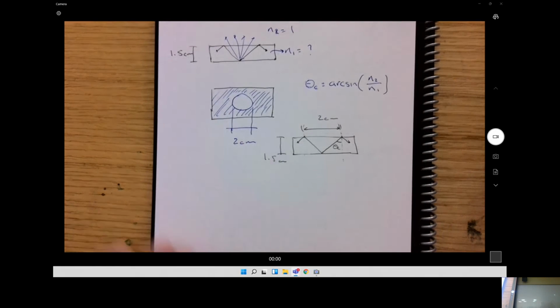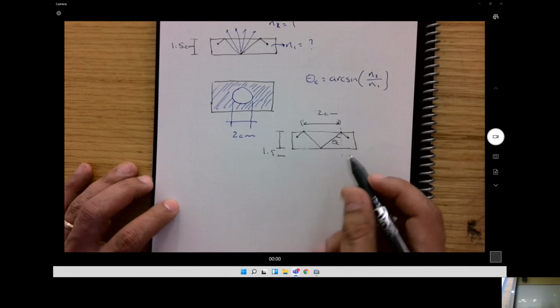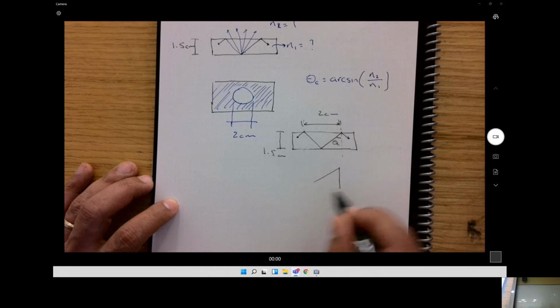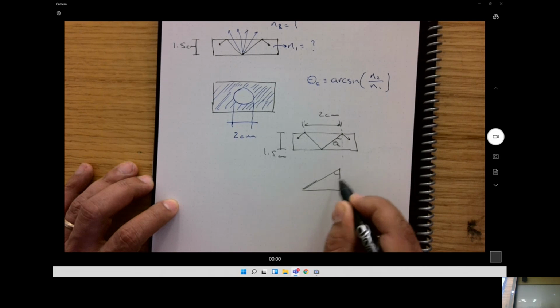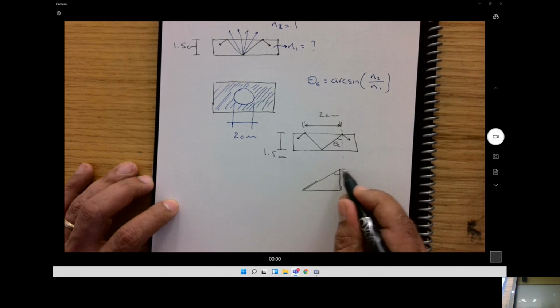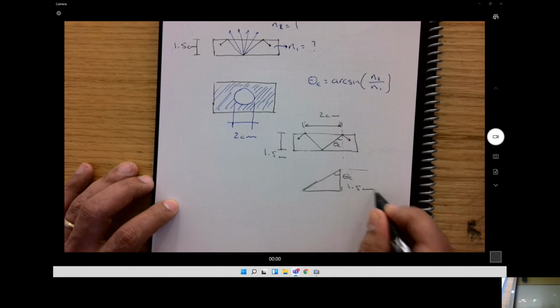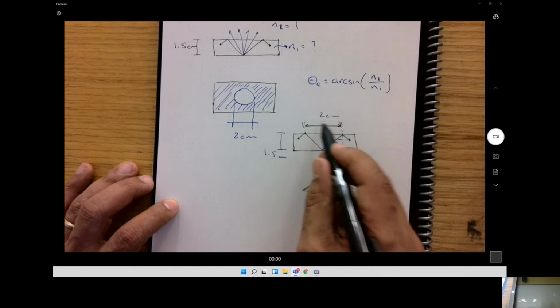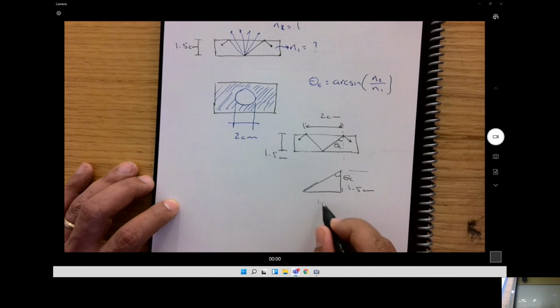Okay, so I'm gonna go to this drawing over here, and I know that I'm gonna do this triangle. Okay, and this is my critical angle. I know that this is the thickness of the slab, so this is gonna be 1.5 centimeters, and this length over here is gonna be half of the diameter. So this is gonna be 1 centimeter.